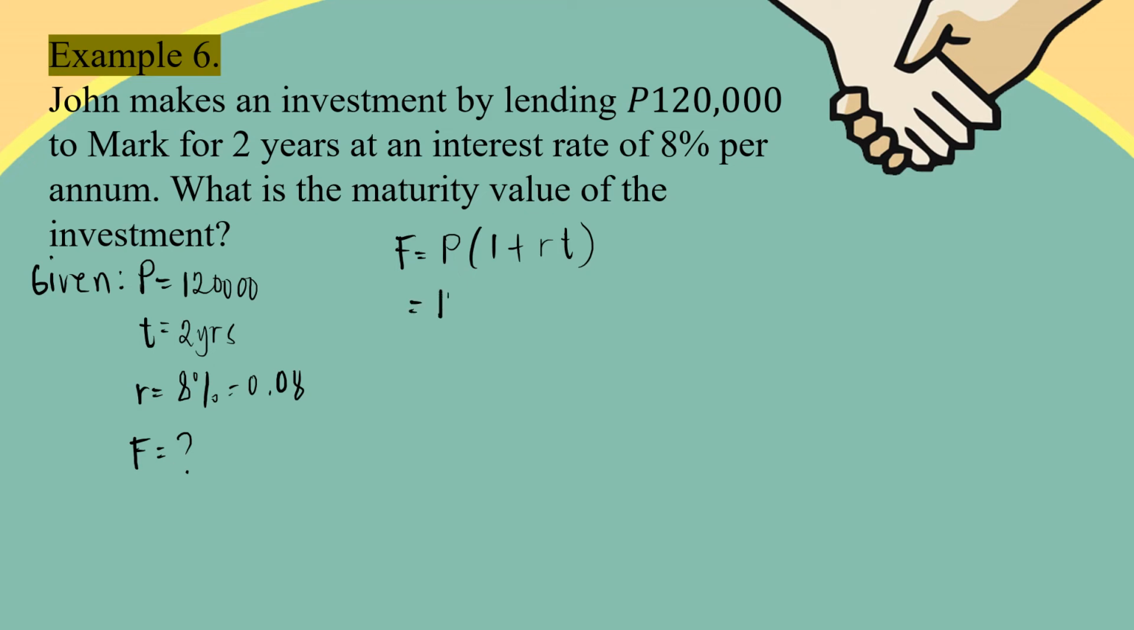Okay, so input lang natin lahat ng given. Si P, that is 120,000 times 1 plus yung R natin or yung rate ay 0.08 times time. So, ang time natin is 2. Yan. Okay, so input lang natin sa formula ay sa calculator natin yan, lahat ng yan. Or pwede naman natin isa-isahin. Okay, so pwede natin unahin yung nandito sa loob ng parentheses. Okay, so 0.08 times 2 is equal to 0.16.